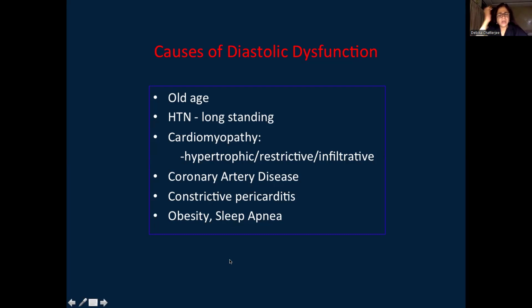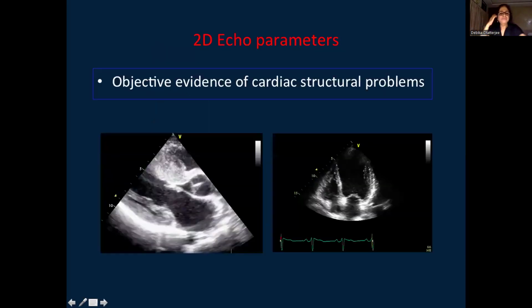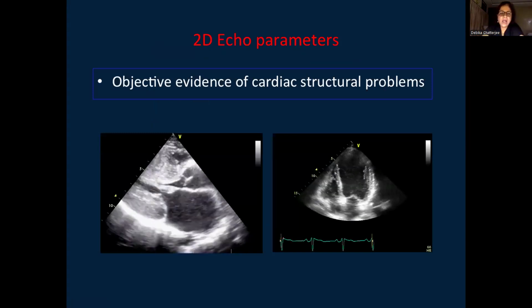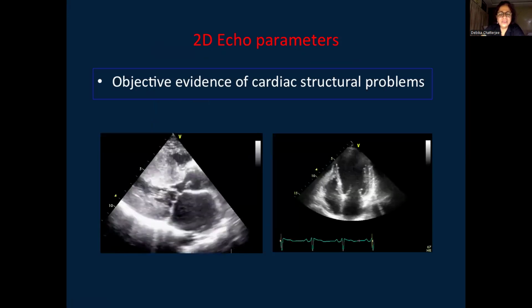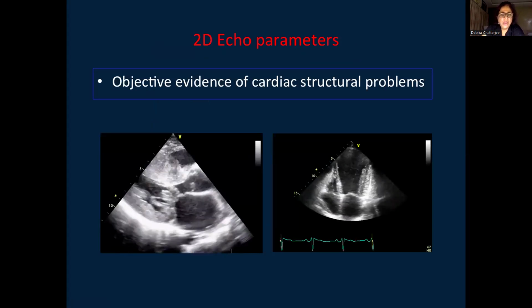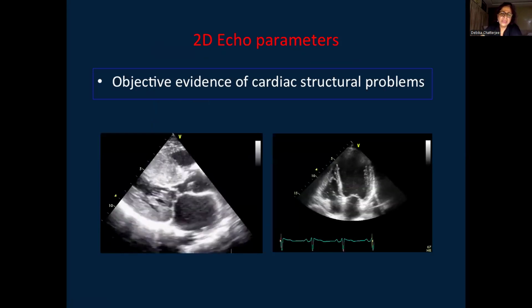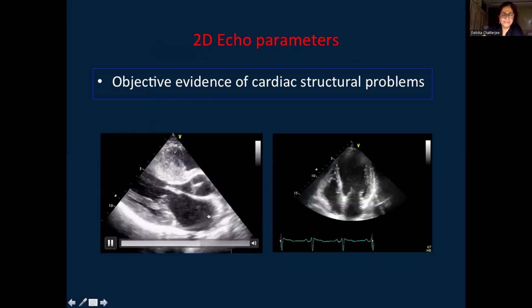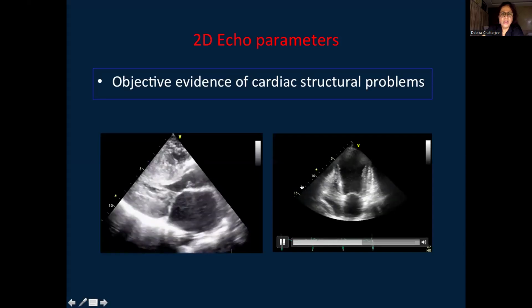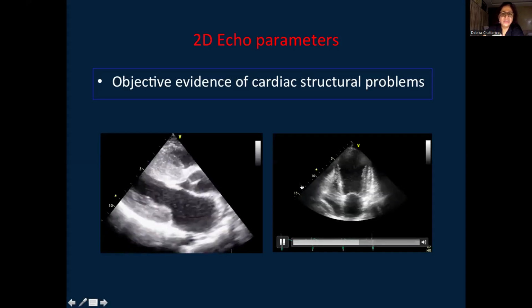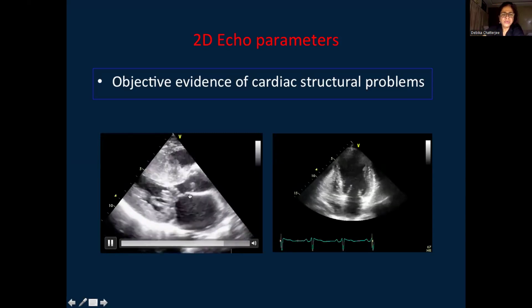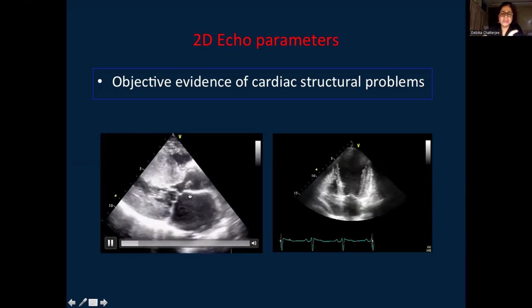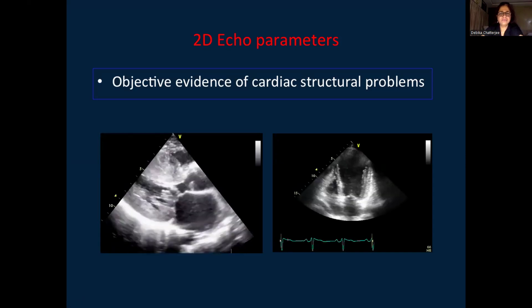Now let us start with two-dimensional echo. Let us see how two-dimensional echo parameters help us in diagnosing diastolic dysfunction. Well, see, if we get this type of picture, or this type of picture, there are certain objective evidences of cardiac structural problem which will give you a clue that this patient might have a diastolic dysfunction.